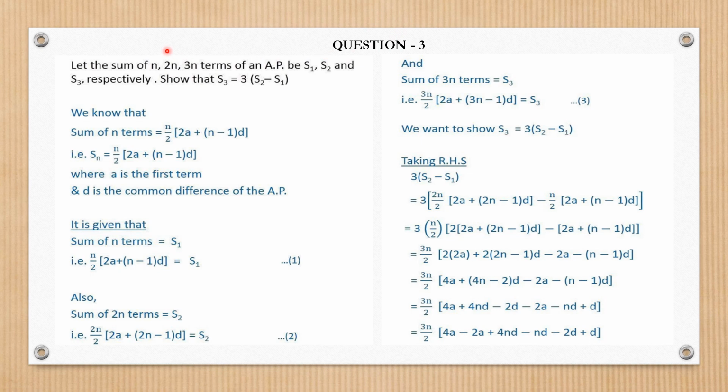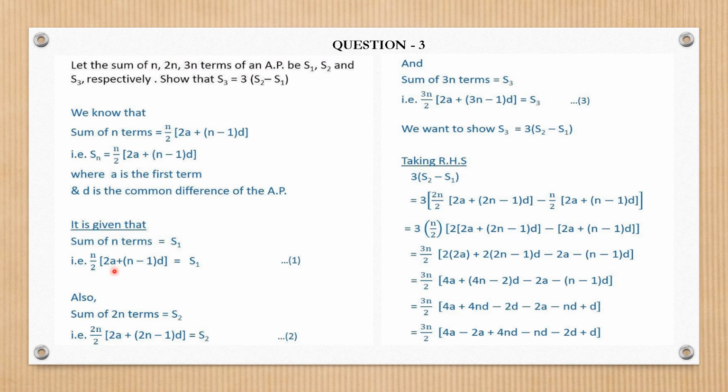Question number 3 is, let the sum of n, 2n, 3n terms of AP be denoted by S1, S2 and S3. Show that S3 is 3 times S2 minus S1. So I think this is again a very simple question. You know, sum to n terms of AP is given by n by 2, 2a plus n minus 1 d. Okay. And S1 is your sum of n terms. So this means n by 2, 2a plus n minus 1 d is equal to S1. Okay. This is your first equation.